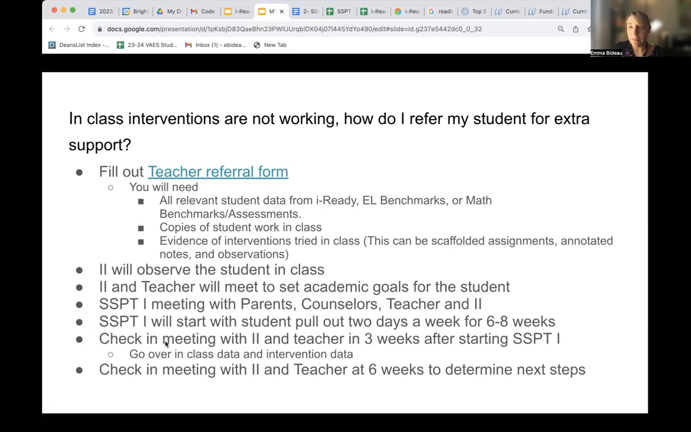We would have a check-in meeting after 3 weeks just to go over what is progressing, or if there are more areas of concern. And then the last meeting would be in 6 to 8 weeks, and that would determine the next steps.